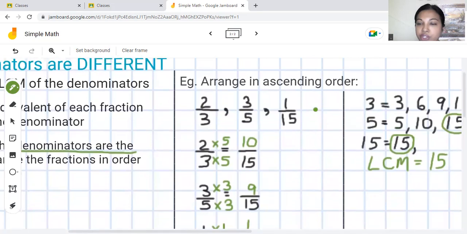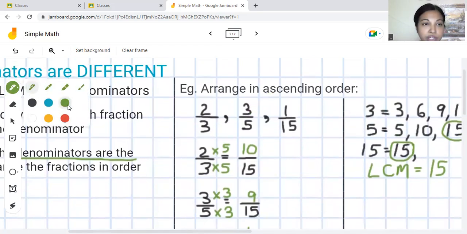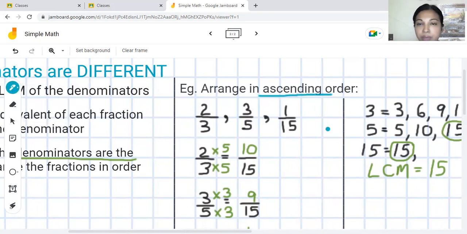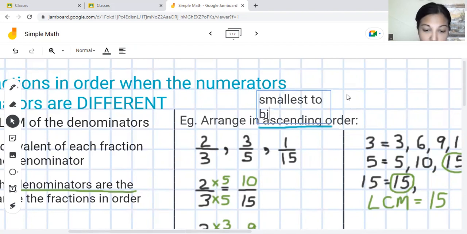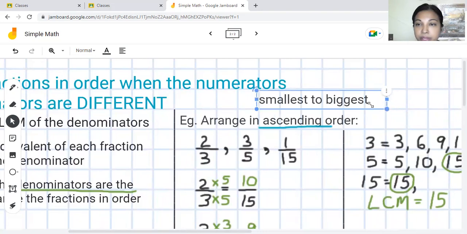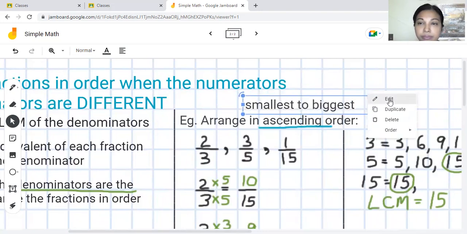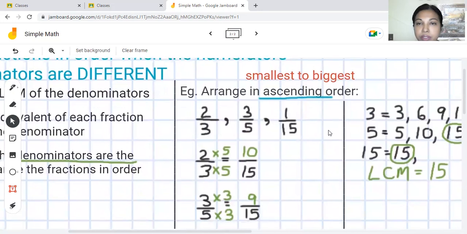They're telling us here that we need to arrange in ascending order, right? Ascending order is from smallest to biggest, right? Smallest to biggest. I'm just putting this here, so it's a little reminder. All right, smallest to biggest.